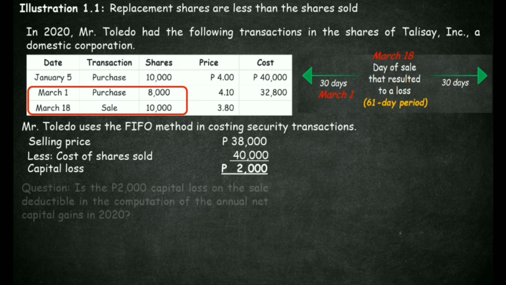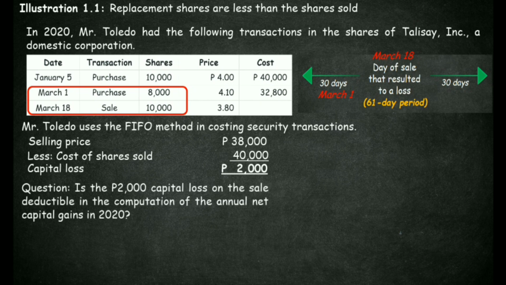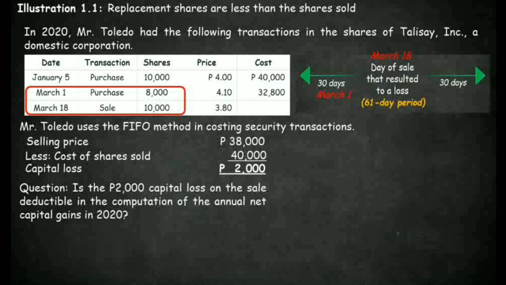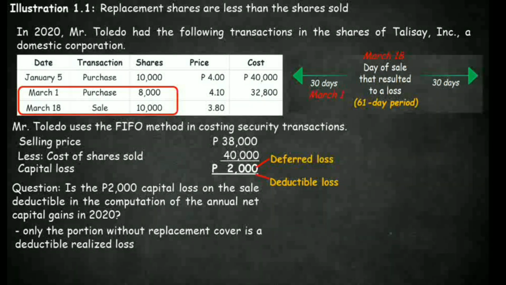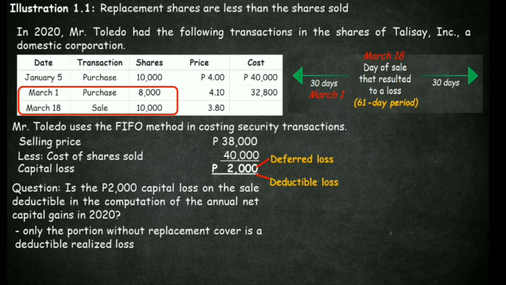So, here's the question now. Is the 2,000 pesos capital loss on the sale deductible in the computation of the annual net capital gains in 2020? So, what is our answer? Only the portion without replacement cover is a deductible realized loss. So, that means this 2,000 pesos capital loss will be split into deferred loss and deductible loss. This deferred loss is the portion of the 2,000 pesos capital loss that needs to be deferred because a portion of the shares sold had a replacement.